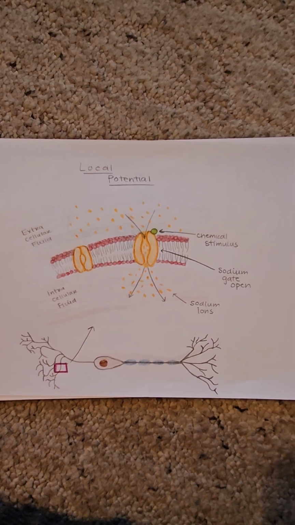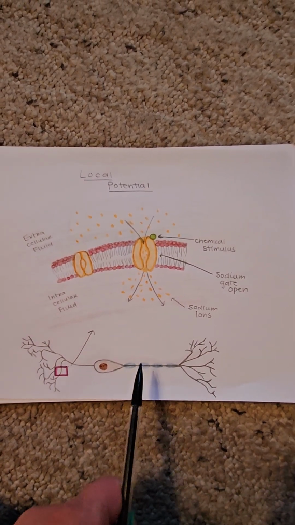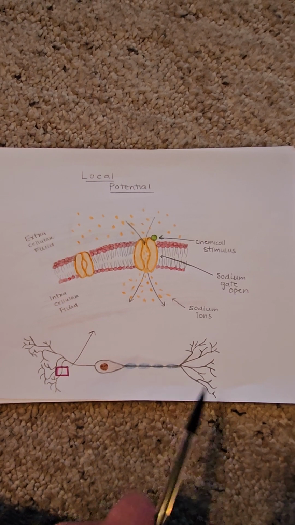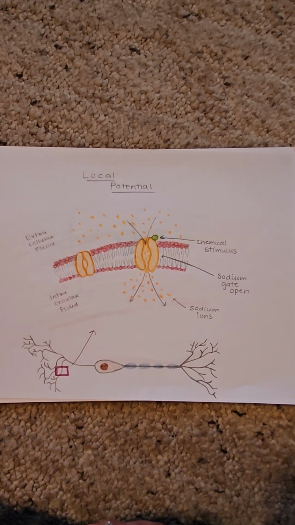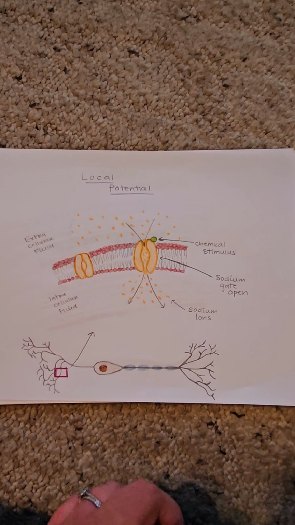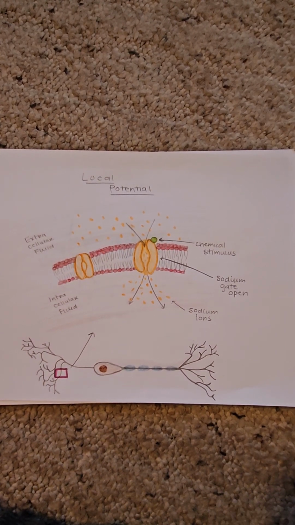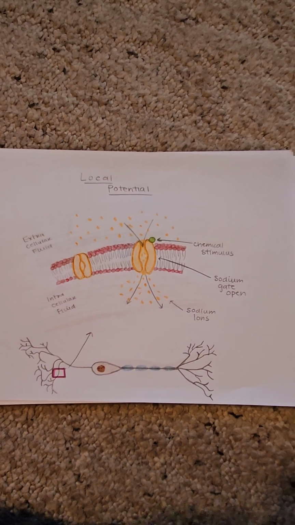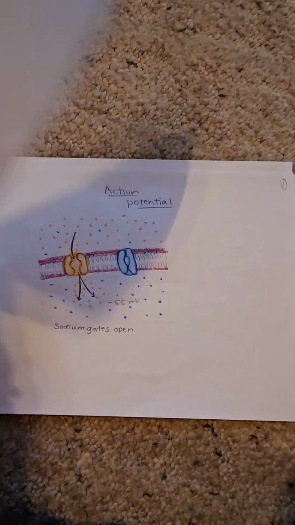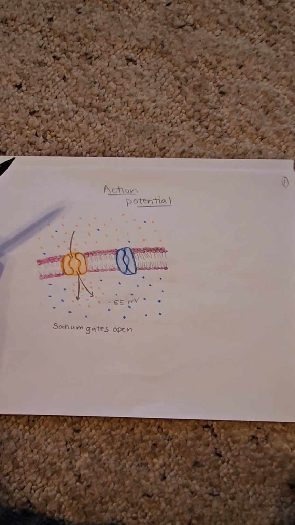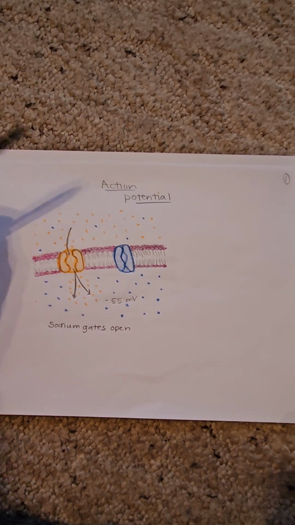The axon hillock and axons beyond have 7 times the number of sodium and potassium gates as dendrites and soma do. If that local potential is strong enough to reach the axon hillock, it can trigger a much more dramatic change in polarity and the membrane potential. The stronger, more rapid disturbance is called an action potential.